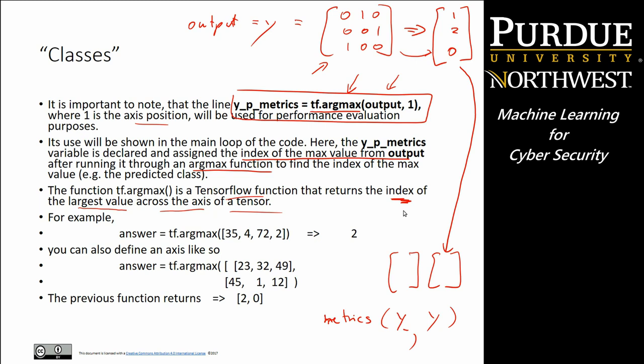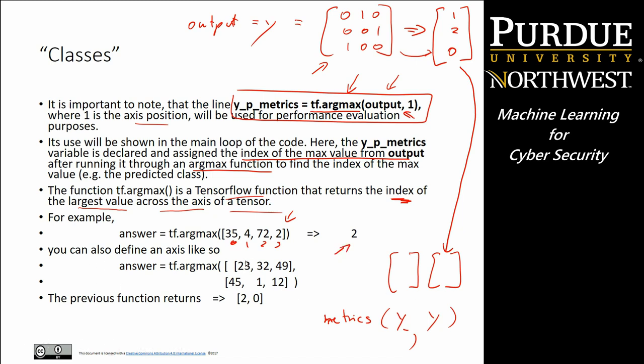So for example, instead of just giving it output here, now we give it an array, basically, a vector. So we say tf_argmax. What is here the index of the largest value across a specific axis? So we can see we have 35, 4, 72, and 2. So what is the index of the max value? 2, right? So you guys got it right. So 0, 1, 2, 3, right? And that's what it returns here. Do you see that?